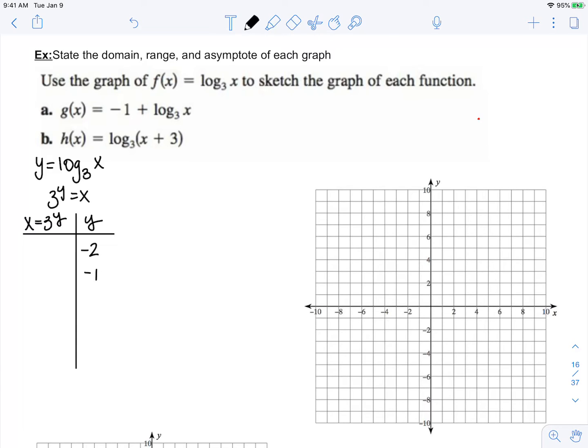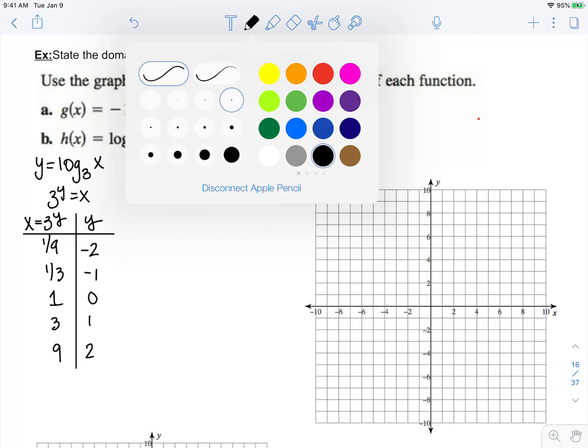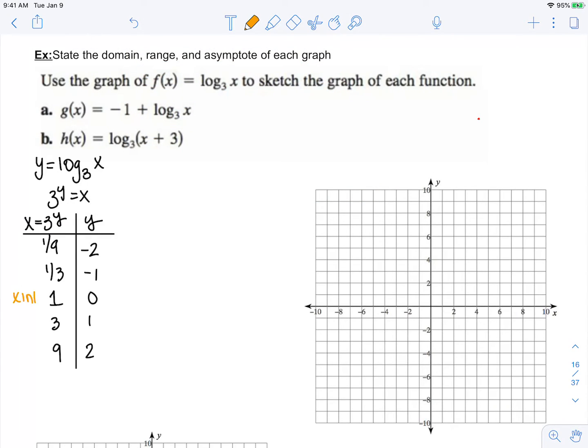Plugging in my favorite 5 numbers, 3 to the negative 2 is 1/9. 3 to the negative 1 is 1/3. 3 to the 0 is 1. 3 to the first is 3, and 3 squared is 9. So remember, this is our x-intercept. Just keep a note of that.